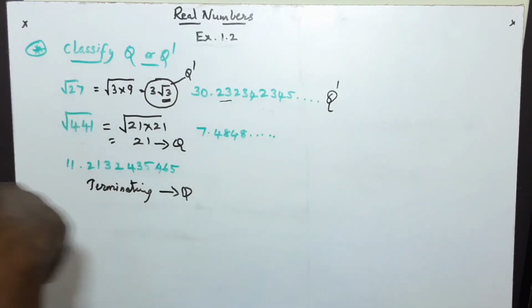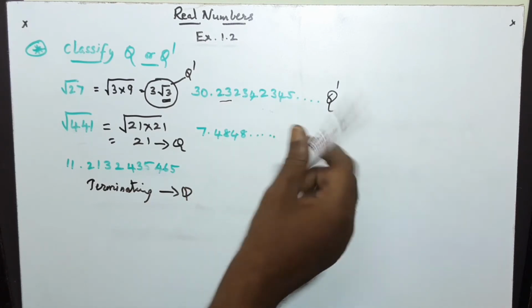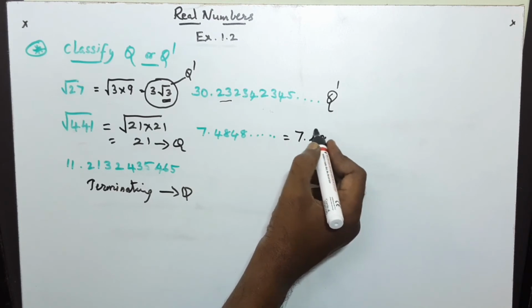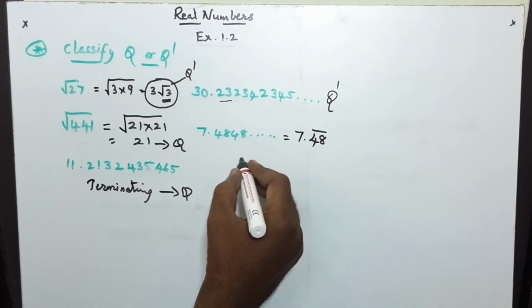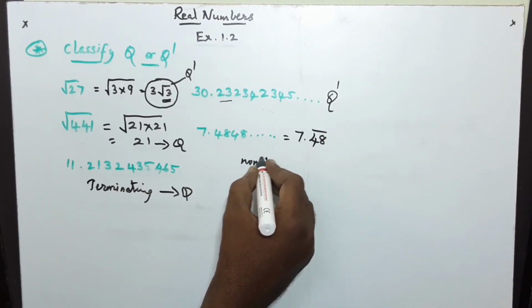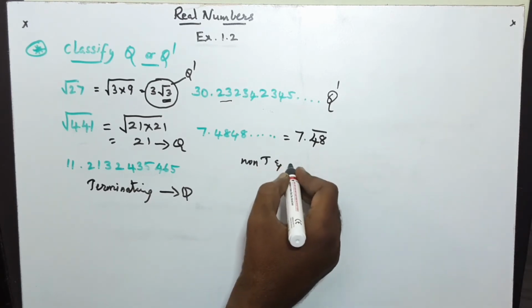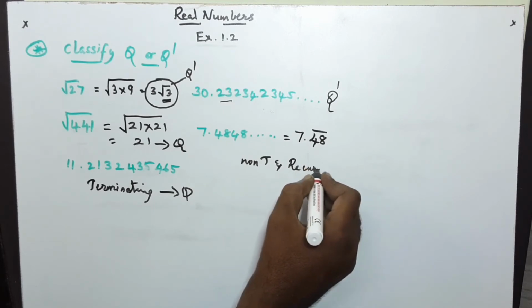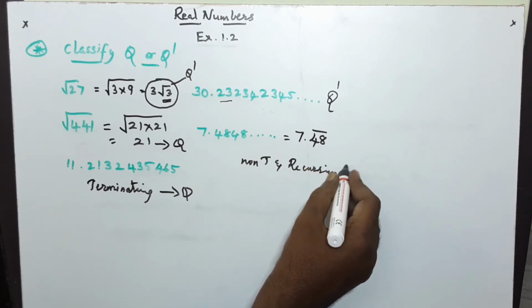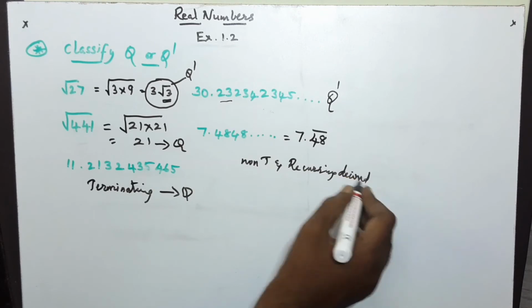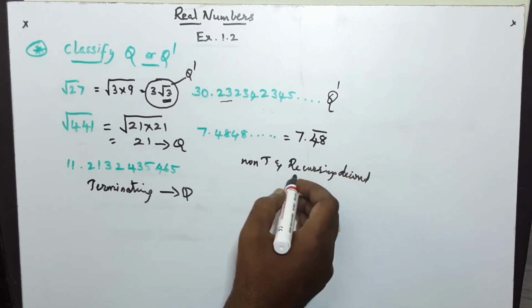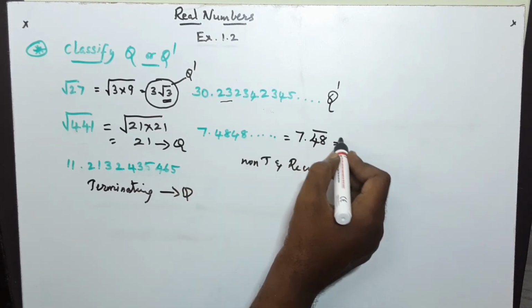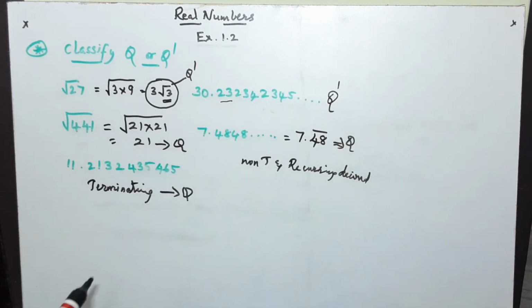Now let us see here 7.4848 and so on. This can be written as 7.48 bar. That means this is a non-terminating, recurring decimal. It is not non-recurring, it is a recurring decimal. Therefore this is called a rational number.